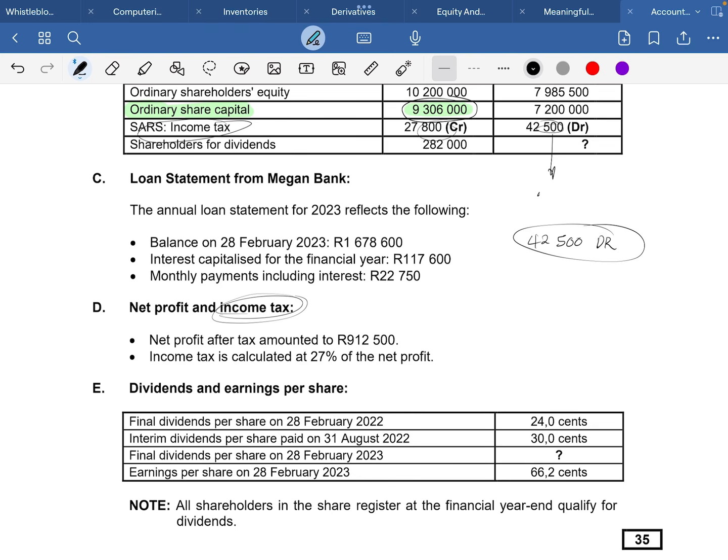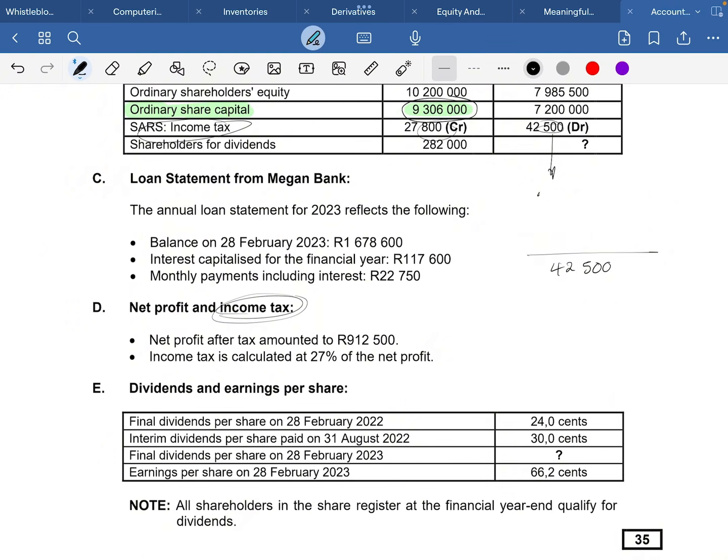Remember that a liability increases on the credit side. So if we close a liability on the credit side, that means we have overpaid SARS. Last year we overpaid SARS 42,500. So this is our opening balance. We are not paying SARS anything this year because SARS was owing us, so we cannot pay SARS any further. So it's not going to be a cash outflow.